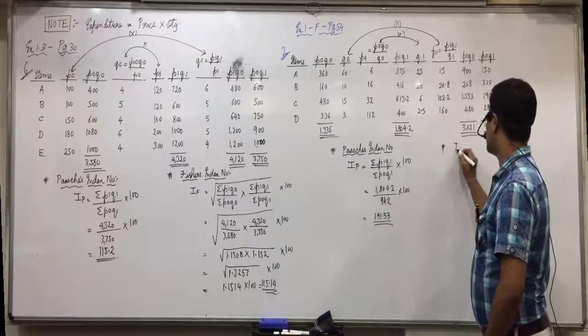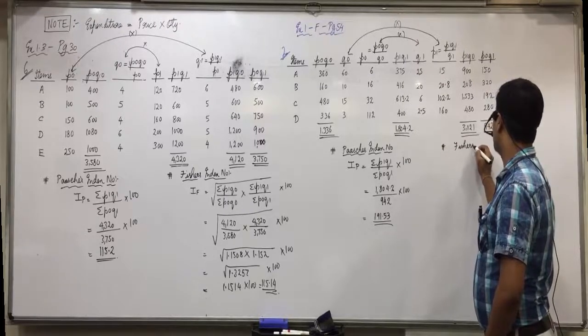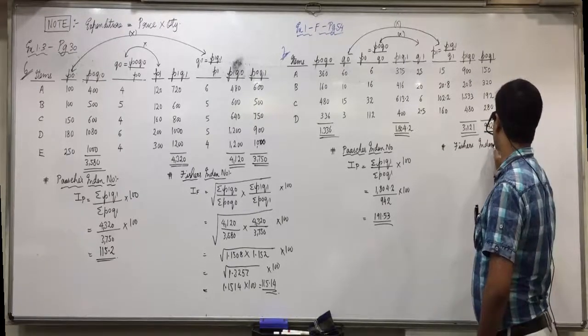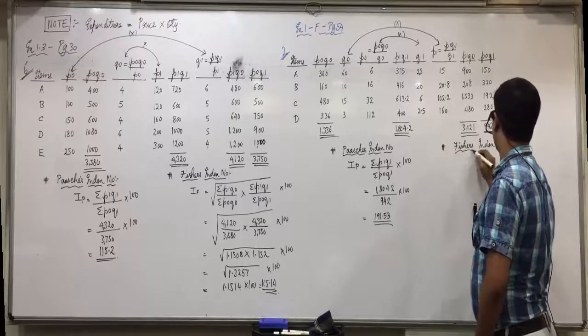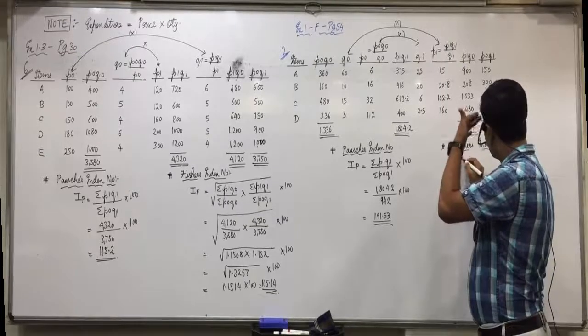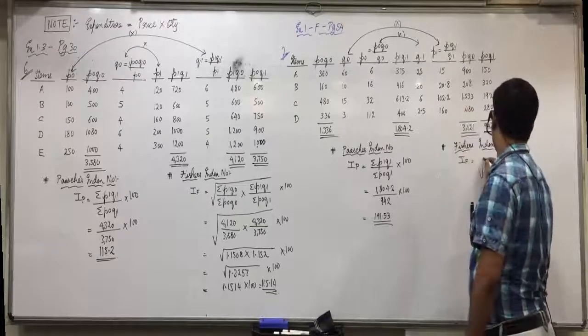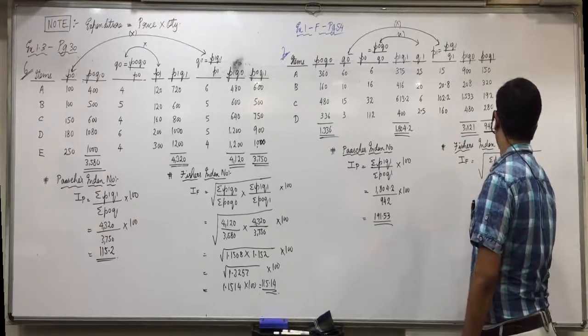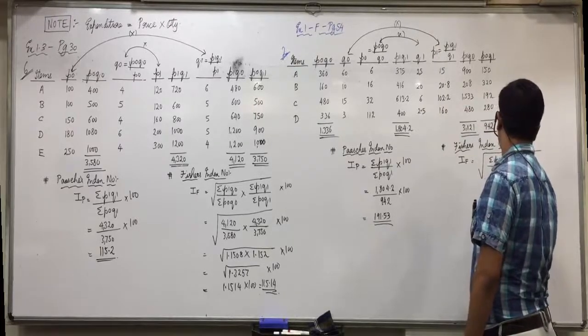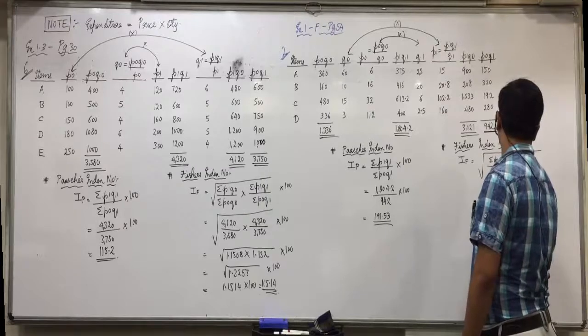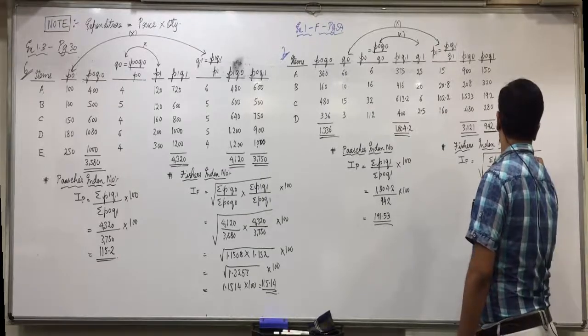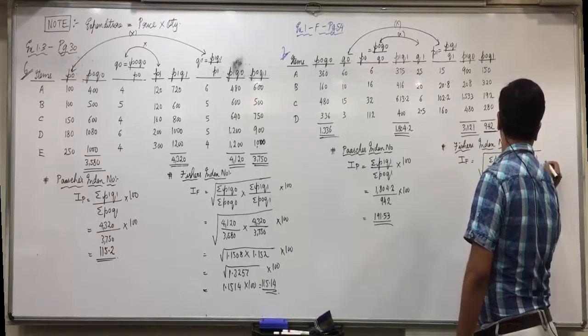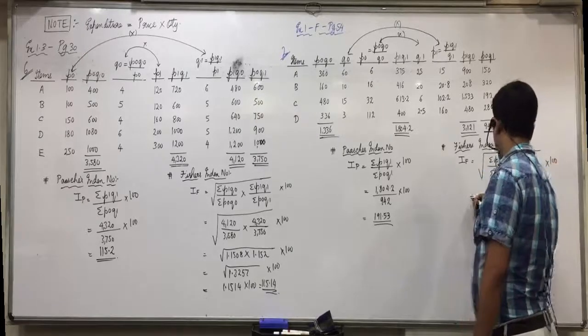And again here Fisher's, we will have to apply the whole formula because Laspeyres is not there. So square root of sigma P1 Q0 upon sigma P0 Q0 into sigma P1 Q1 upon sigma P0 Q1, into 100 outside the square root.